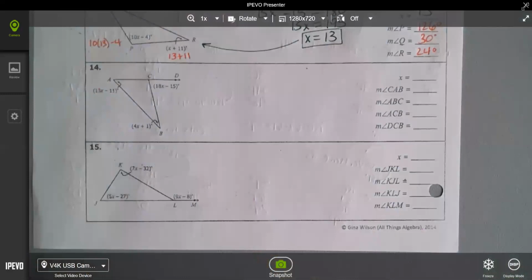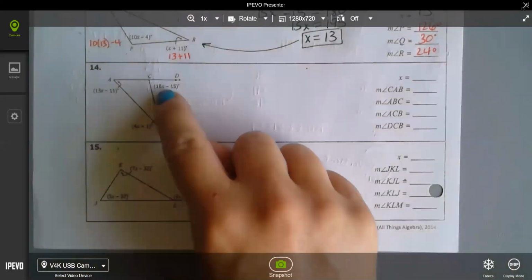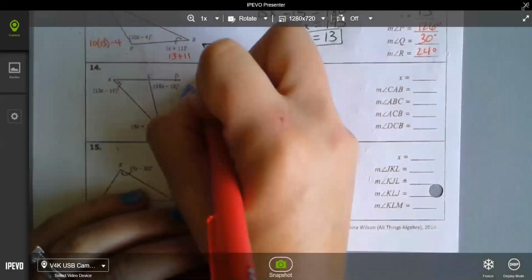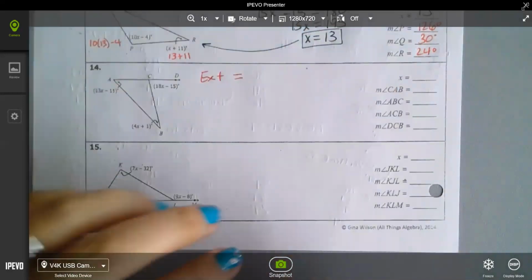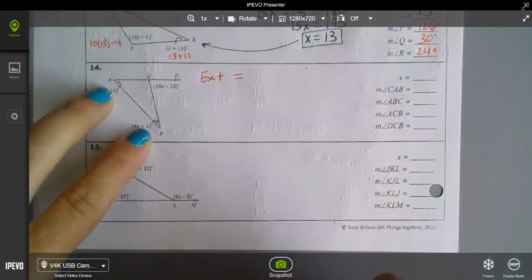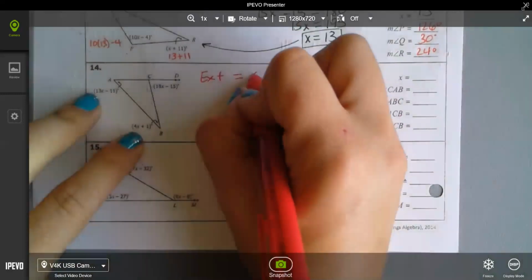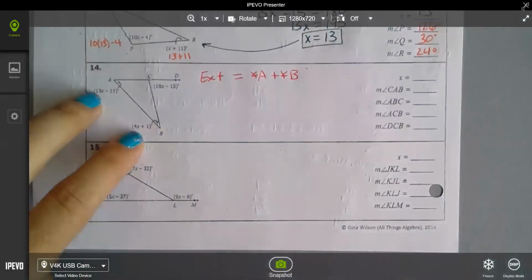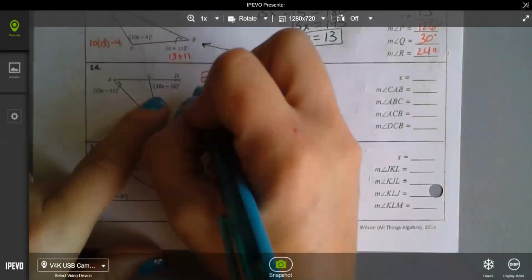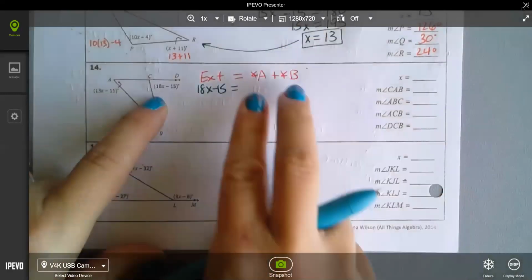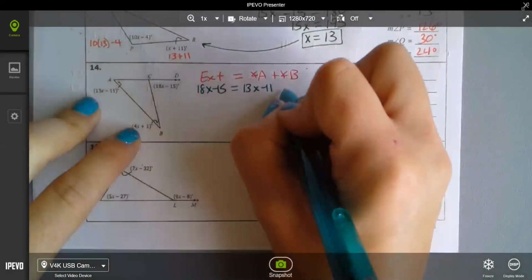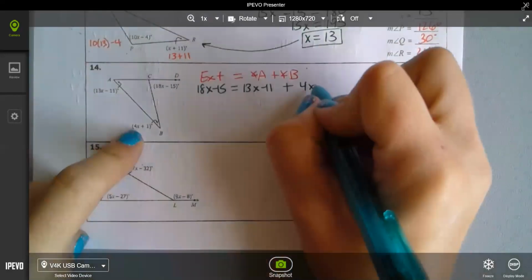Number 14, we are dealing with an exterior angle. Recall what the exterior angle theorem says. It says that the exterior angle is equal to the addition of your two non-adjacent angles. So angle A plus angle B in this case. All right, so let's plug that in. So my exterior angle is 18x minus 15, and then I have to add these two angles together. So that's going to be 13x minus 11 plus 4x plus 1.